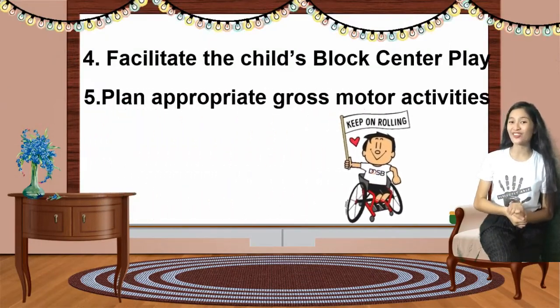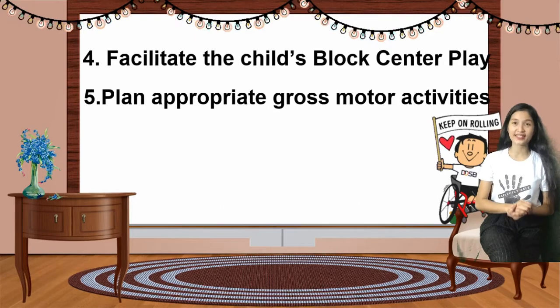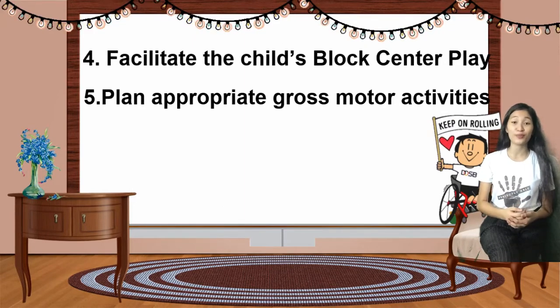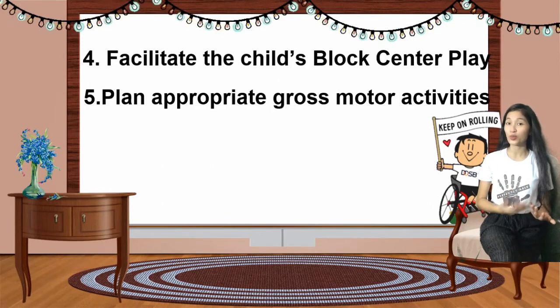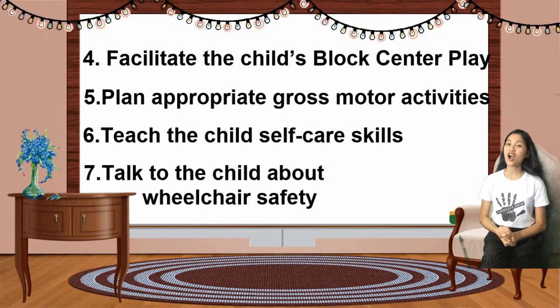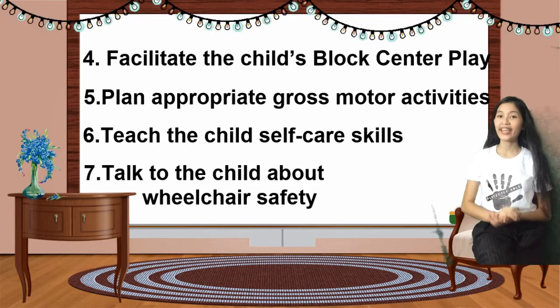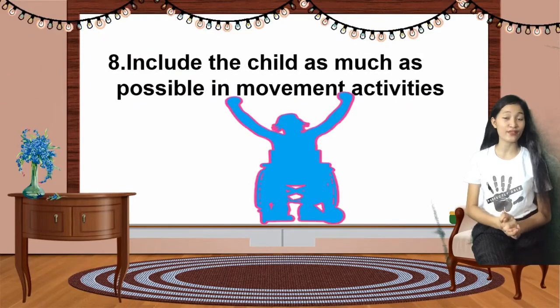Plan appropriate gross motor skills. Search for gross motor activities that the student might be able to participate in during outdoor play. Plan activities that could be done out of the student's wheelchair. Teach the child self-care skills. Talk to the child about wheelchair safety. Include the child as much as possible in movement activities.